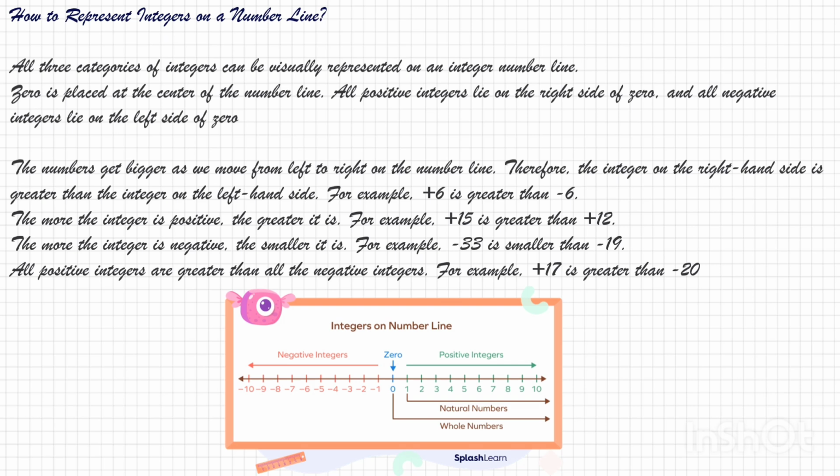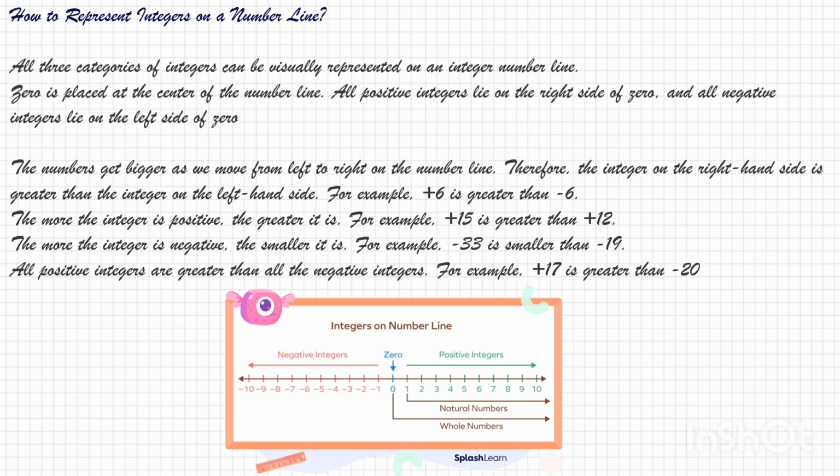How to represent integers on a number line. All three categories of integers can be visually represented on an integer number line. 0 is placed at the center of the number line, and all positive integers lie on the right side of 0, and all negative integers lie on the left side of 0. The numbers get bigger as we move from left to right on the number line. Therefore, the integer on the right hand side is greater than the integer on the left hand side.